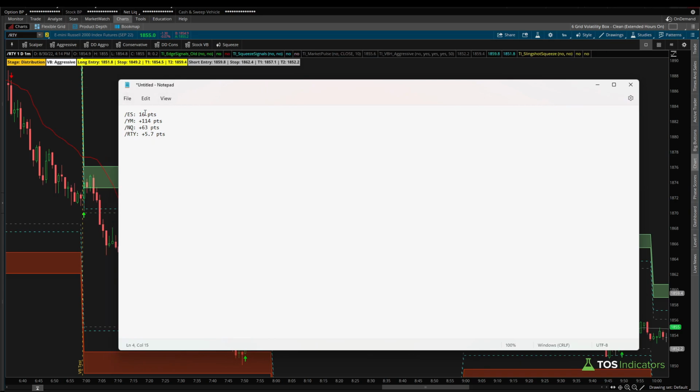This was the breakdown for today's trades. This was 16.5 points on the S&P, the Dow 114 points, the Nasdaq 63 points, and the Russell 5.7 points.